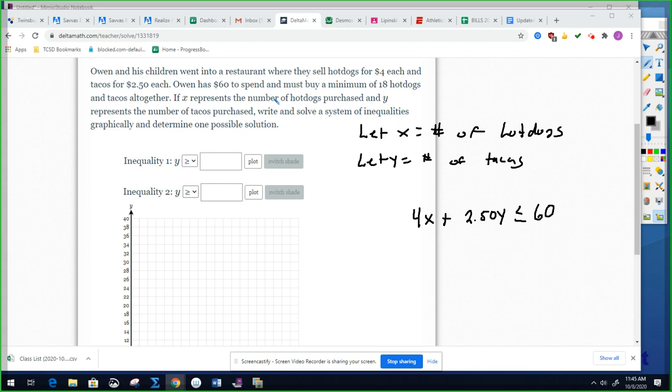And then the second equation says he must buy a minimum of 18 hot dogs. So I would have the number of hot dogs and tacos has to be greater than or equal to 18. Make sure you're paying attention to your symbol and this makes sense. Okay, again, this is the number of hot dogs plus the number of tacos, and I have to have a minimum of 18. So it has to be greater than or equal to.